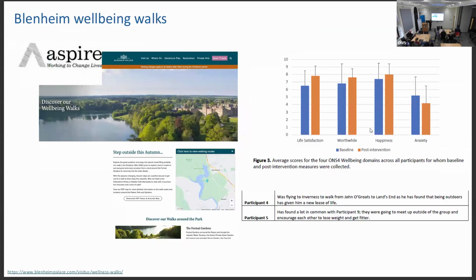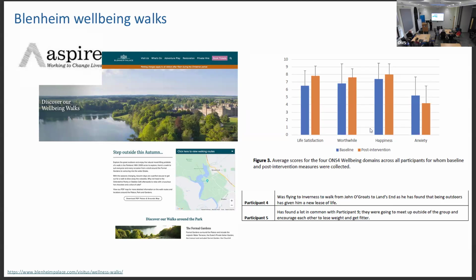We held these well-being walks during the COVID-19 pandemic with Aspire and Blenheim Palace. Blenheim Palace opened up their grounds, and Aspire is a charity that works in Oxford with people with substance misuse disorders or just coming out of prisons. They were struggling quite a bit. We had maybe about 20 participants, and we did the ONS4 well-being measures. This is their baseline: life satisfaction, feeling worthwhile, happiness, anxiety. And you can see the post-intervention of just the walks. There was at least some sort of marginal improvement.